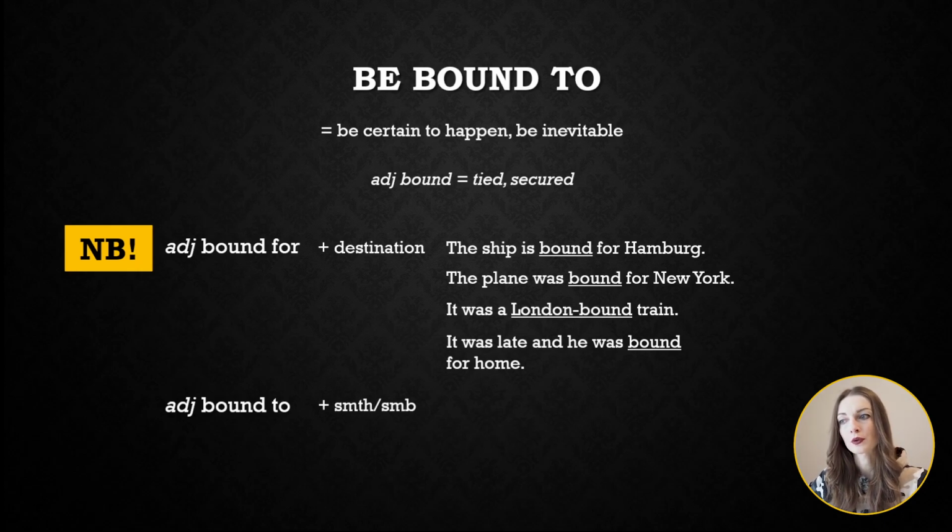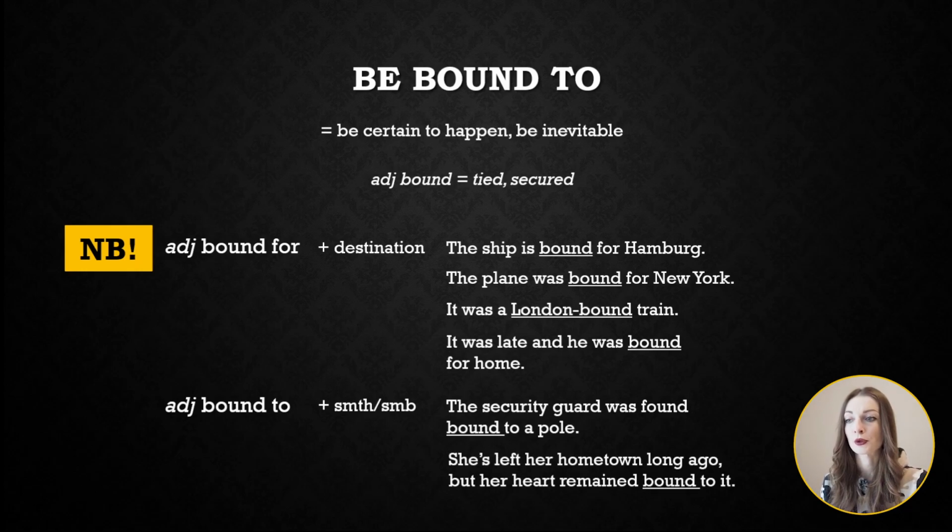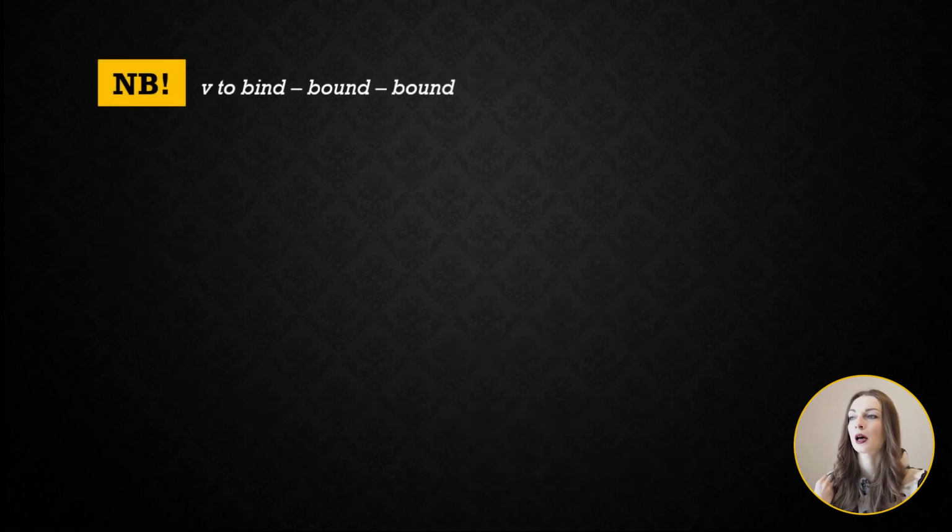Bound to is followed by something or somebody. The security guard was found bound to a pole. So somebody bound them to a pole in order to steal something, for example. She's left her hometown long ago, but her heart remained bound to it. Her heart remained tied to something, to her hometown. Knowing the meaning of these adjectives and how they are used will facilitate the usage of be bound to. So you can easily draw this parallel between be bound to and the adjective bound, meaning tied to something or secured. Please pay attention that the adjective bound derives from the verb to bind, and it is an irregular verb. To bind, bound, bound.